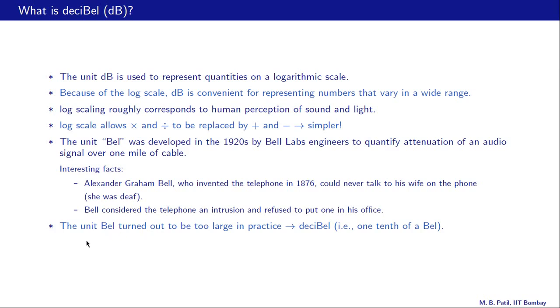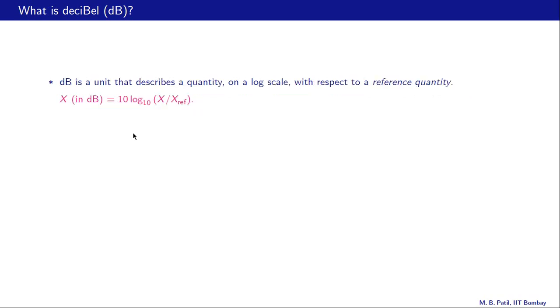Alright, now the unit Bell turned out to be too large for use in practice, and therefore what is commonly used in practice is 1/10 of a bell, that is called decibel or dB. So the dB is a unit that describes a quantity on a log scale, and it is always with respect to a reference quantity. So if we have a quantity called x, we will say that x in dB is 10 times log to the base 10 of x divided by x reference.